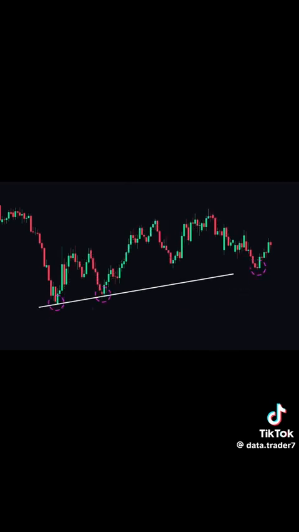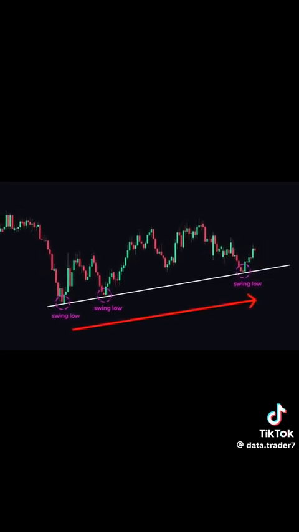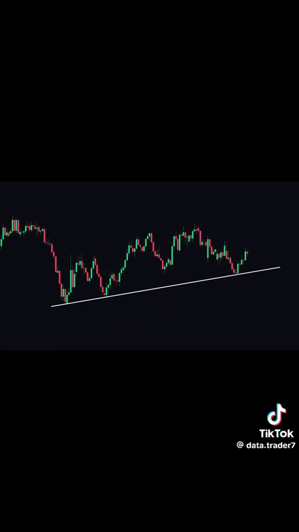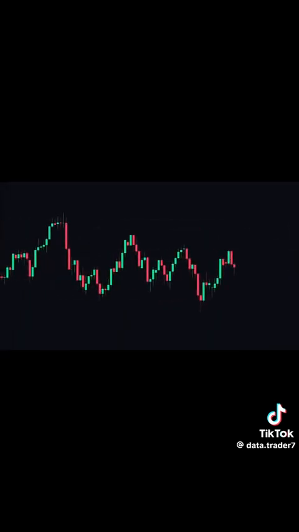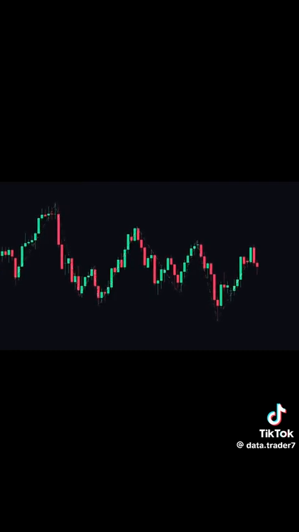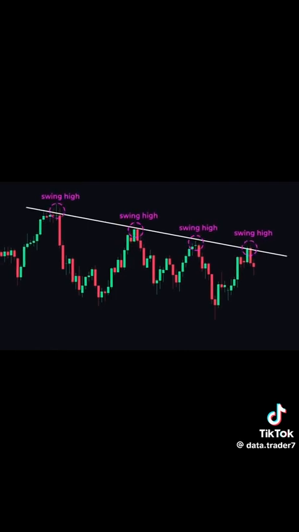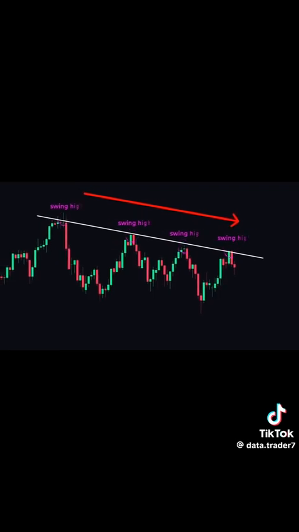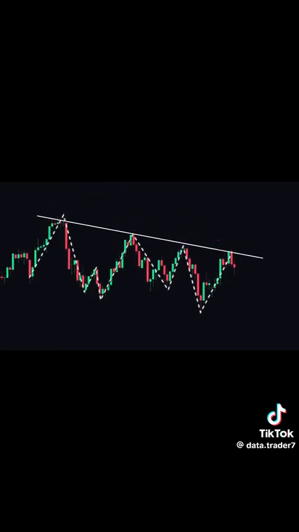By drawing a straight line connecting the swing lows on the chart, we can see that the trend line is heading in an upward slope. This tells us that despite these short-term fluctuations in price, the overall market trend is up. Now let's look at the opposite scenario. Here's another chart. Again, we can see that price is fluctuating, moving both up and down. However, when we apply a trend line, this time connecting the swing highs, we can see that the trend line is sloping downwards, meaning that despite the short-term fluctuations, the overall market trend is down.